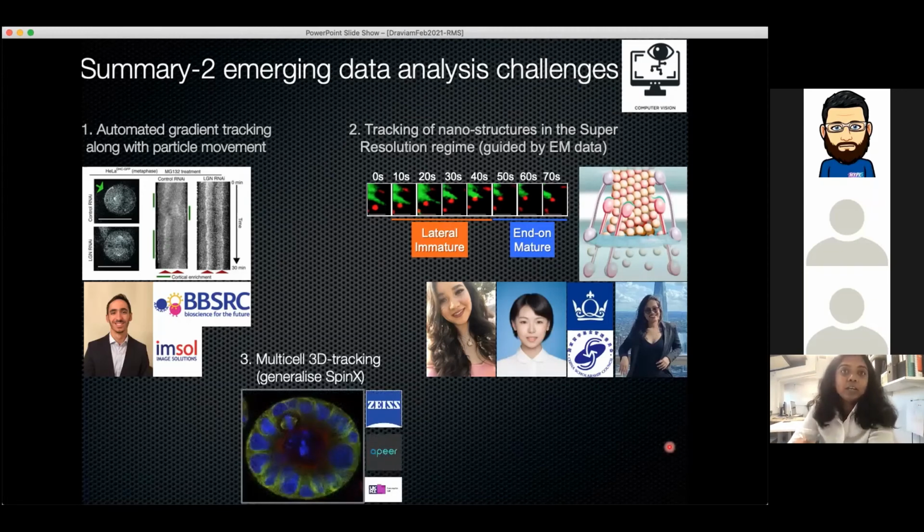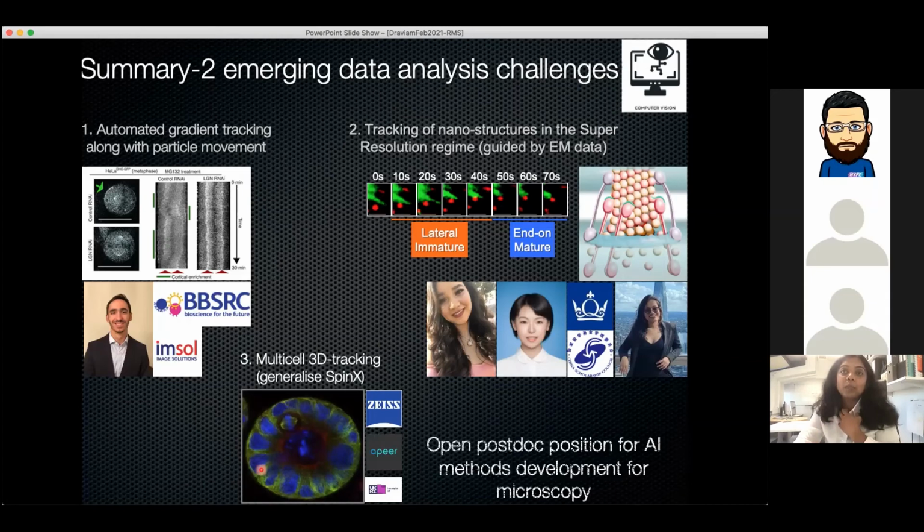We are also looking for a postdoc. So if you know of someone, or if you are someone who is interested in developing AI methods, it's a great time to be in the lab, because we are developing tools to grow organoids and generalize SpinX for multicellular studies. So we have an open postdoc position for anyone who's interested in developing AI methods for microscopy.